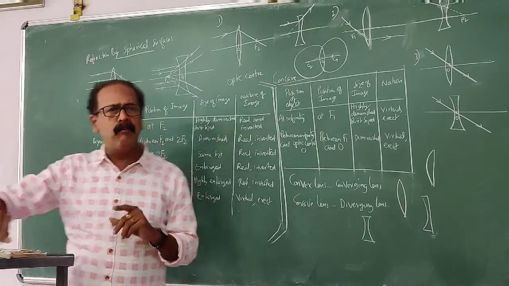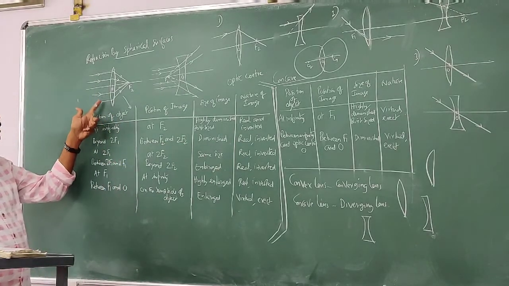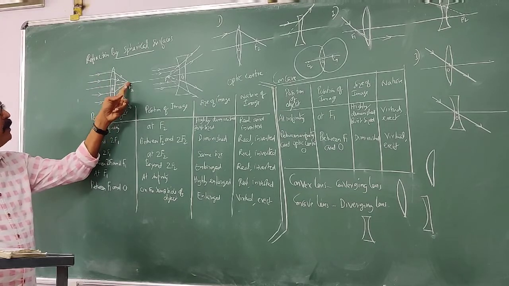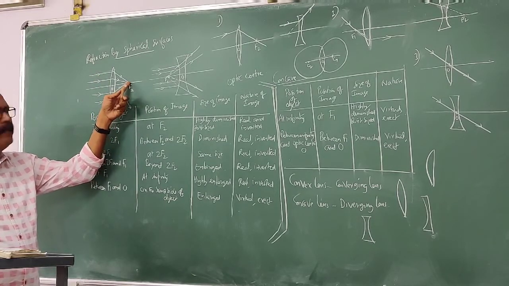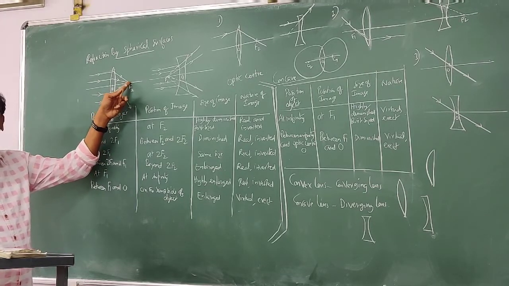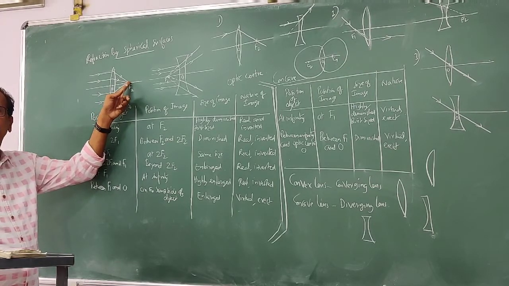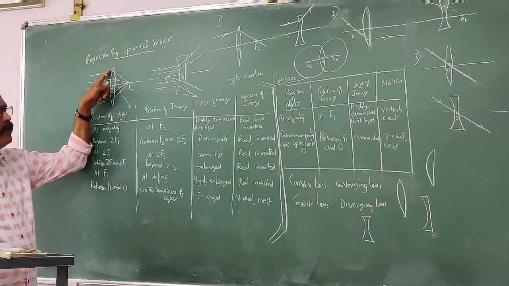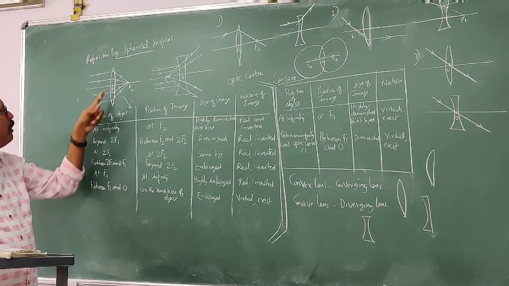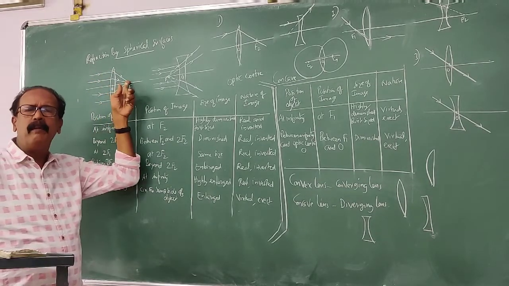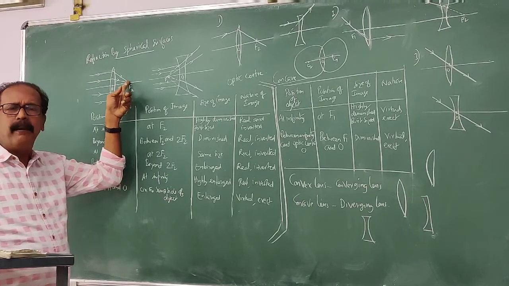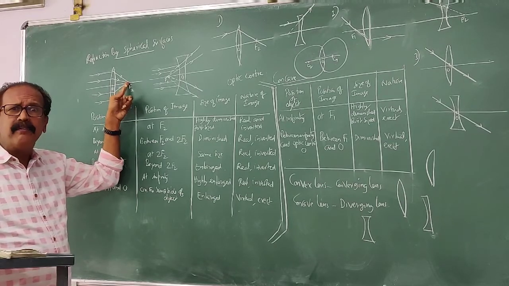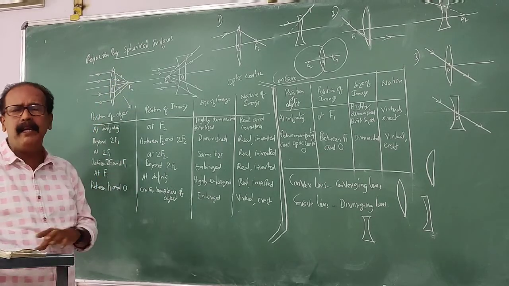When a parallel beam of light close to the principal axis, after refraction from the convex lens, converges to a point on the principal axis, this point is called the principal focus of a convex lens. Note, after refraction, not reflection. This is called a real focus because if you keep a screen you can get an image.